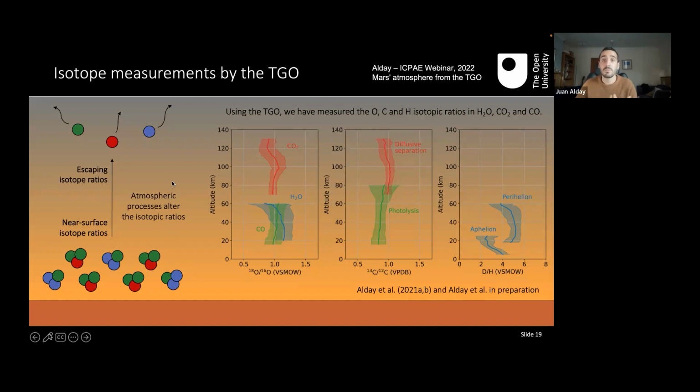So what we are doing with the TGO is to measure the isotopic ratios of oxygen, carbon, and hydrogen in different species, like water vapor, carbon dioxide, or carbon monoxide. And we can see how these isotopic ratios are fractionated. Here you can see a summary figure of the isotopic ratios that we've been measuring with the Trace Gas Orbiter, but I'm going to go into a bit more detail about each of these isotopes.